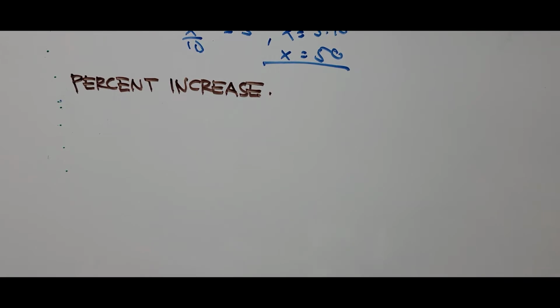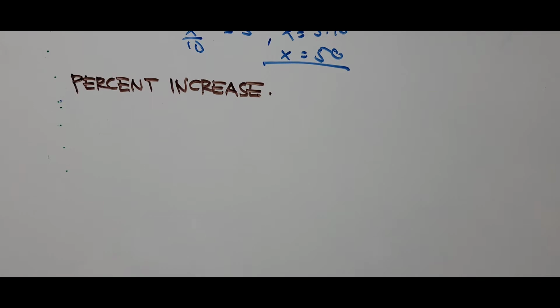Well, if the number increases, then it should increase the percent. And how to explain it is, if a value increases from 10 to 20, for example, we can find the percent increase by subtracting the original value from the new value and dividing it by the original value. So how are we going to show that?